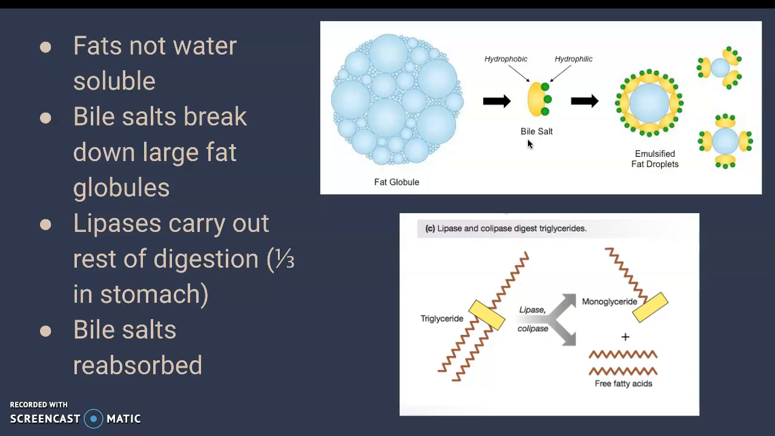Lipases will begin to break down fats in the stomach. About 1/3 of digestion of fats occurs in the stomach, but the rest is in the small intestine. So when we have lipases interacting with these fat molecules, you can see that the lipases will remove two of the fatty acids from each of the triglyceride molecules. So then what we have left here is two free fatty acids and one monoglyceride.